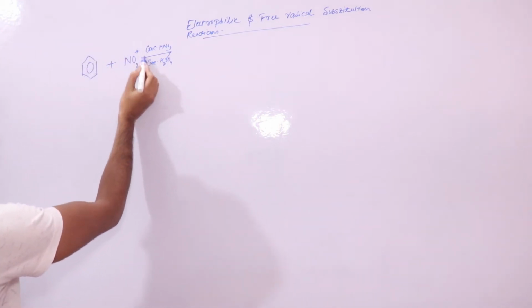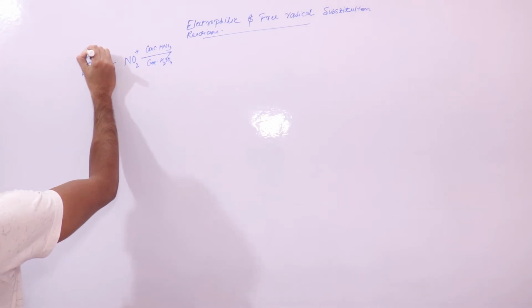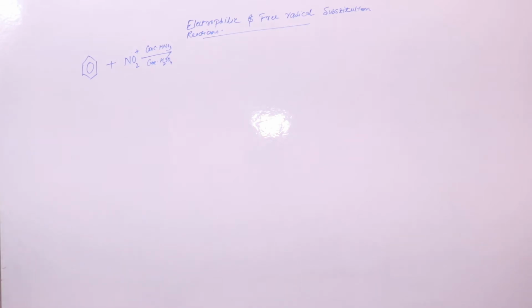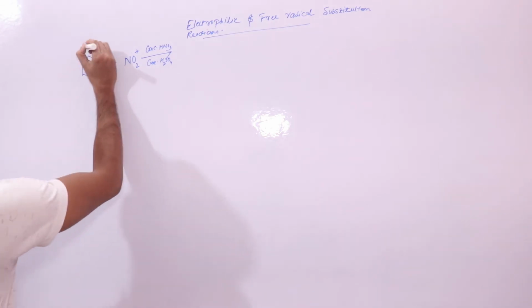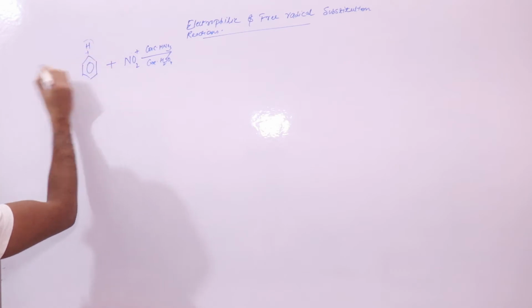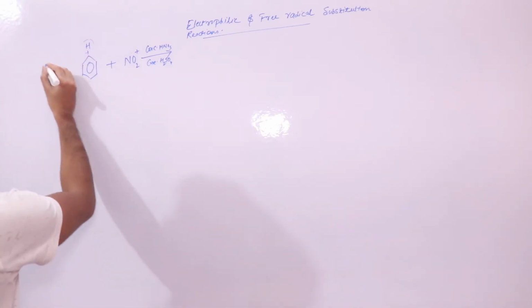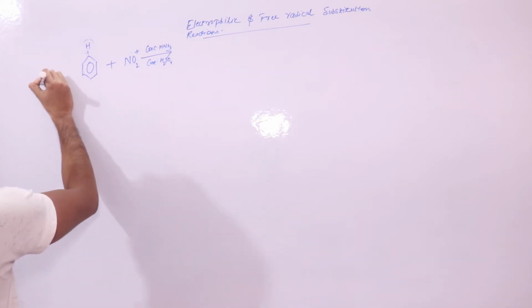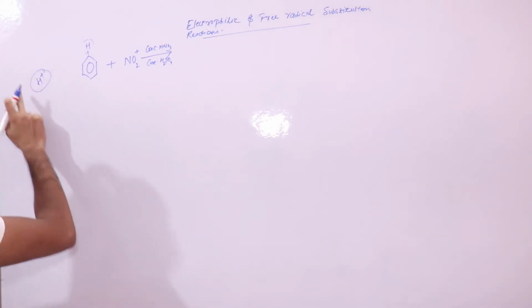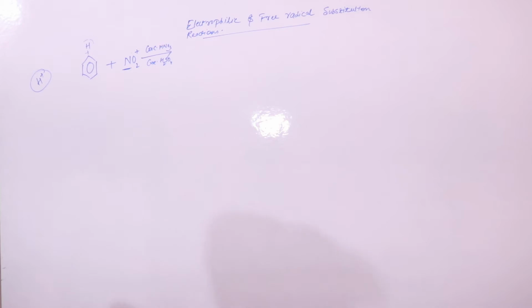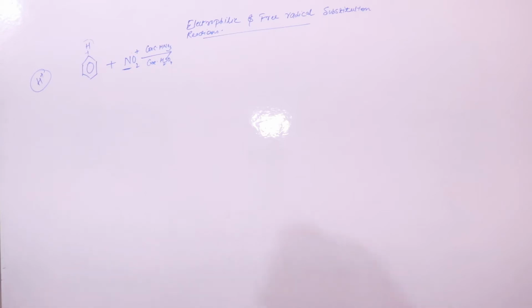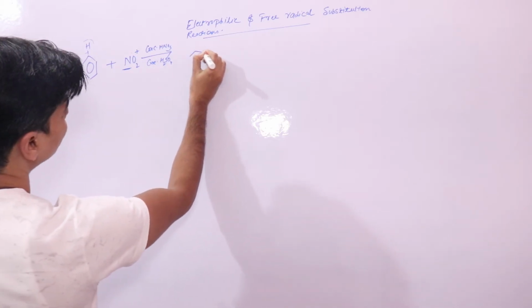So when this is an electrophile, and we know that benzene has hydrogen atoms, the hydrogen will be removed as a proton, H+. This is an electrophile, and it is weaker compared to NO2+. So this stronger electrophile will replace the proton, which is a weaker electrophile, resulting in the formation of nitrobenzene.